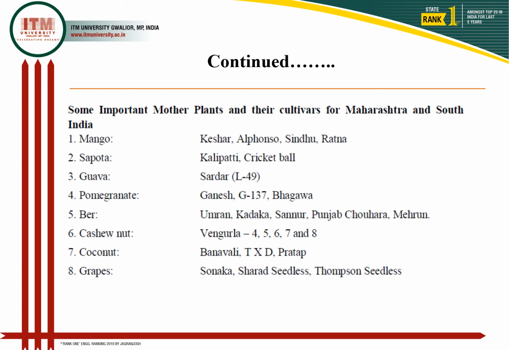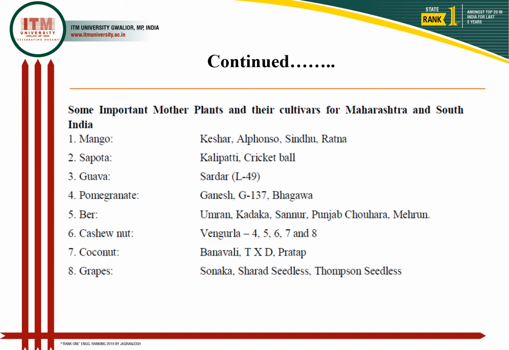Some of the leading varieties for Maharashtra and southern India, which may vary in different regions and countries: for mango, Kesar, Alphonso, Sindhu, Ratna. In northern India, Langda is quite preferred, and Dasheri is quite preferred. Sapota is Kalipatti, and Cricket Ball are common, good, well adapted cultivars.